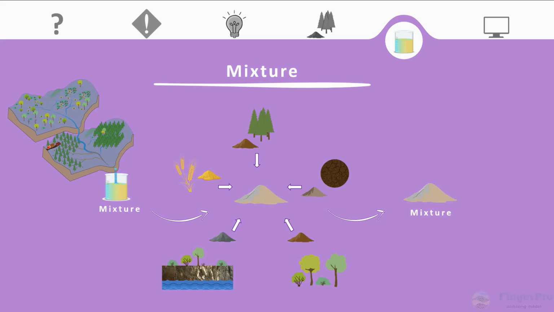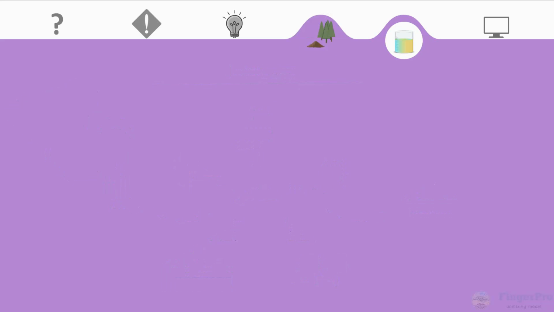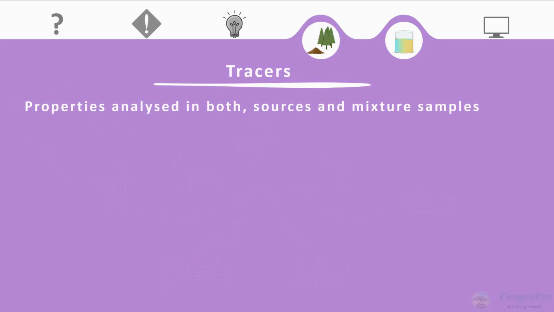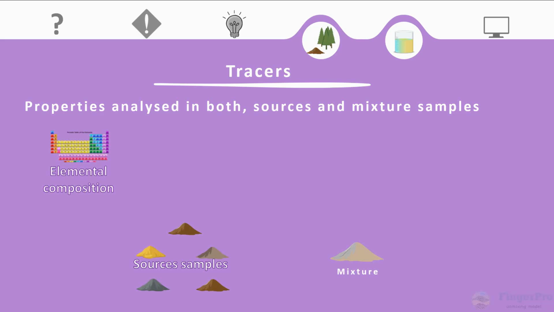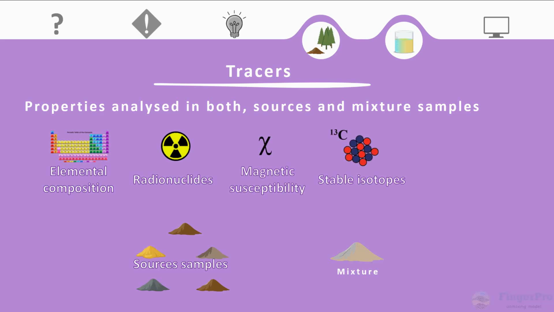But how much percentage of the mixture comes from each of the sources? To answer this question, analysis of several properties between the mixture and sources is needed. These analyzed properties are called tracers and should be equally analyzed in mixtures and sources. Among the most used tracers for fingerprinting are elemental composition, radionuclides, magnetic susceptibility, stable isotopes, and environmental DNA.